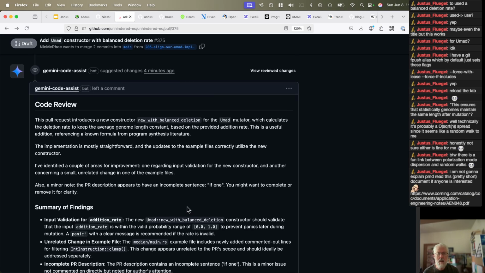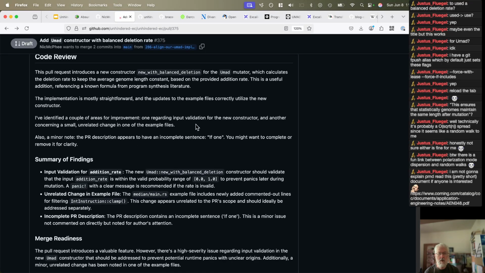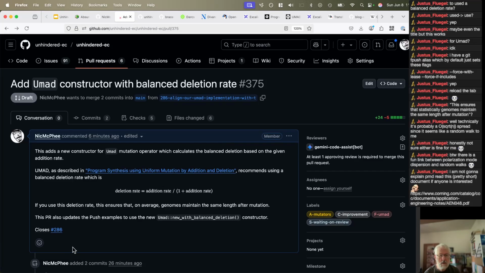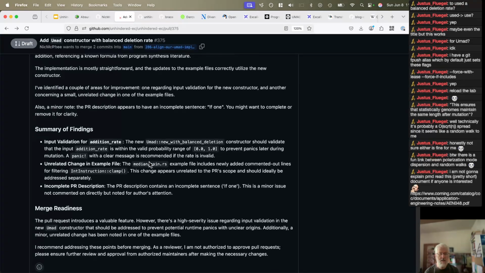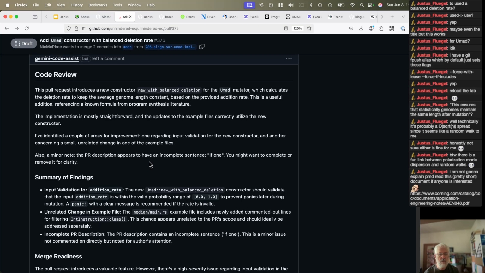Then code review. This is a useful addition. It's mostly straightforward. Couple of areas for improvement. One regarding input validation for the new constructor, and another concerning a small unrelated change in one of the example files. Also a minor note, the PR description appears to have an incomplete sentence, "if one." Oh, did I really have a sentence? What? I think it read this before I'd finished it. And it did end with "if one." So that's been changed.